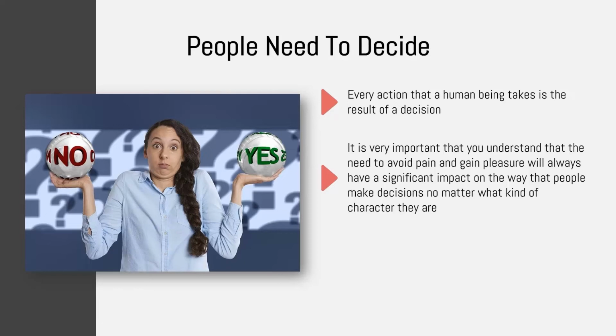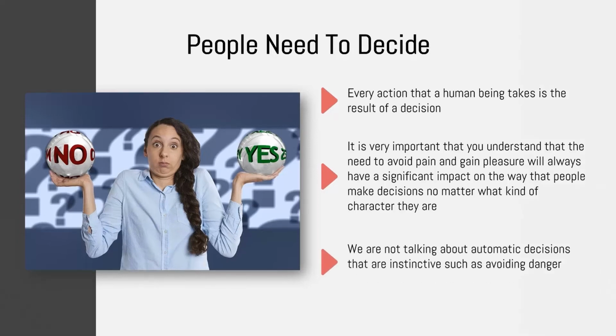We're talking about the bigger decisions here, like wanting to buy into your philosophy, for example. We're not talking about automatic decisions that are instinctive, such as avoiding danger. The decisions here require thought and time and have consequences for the person making them. They need to think everything through before deciding.